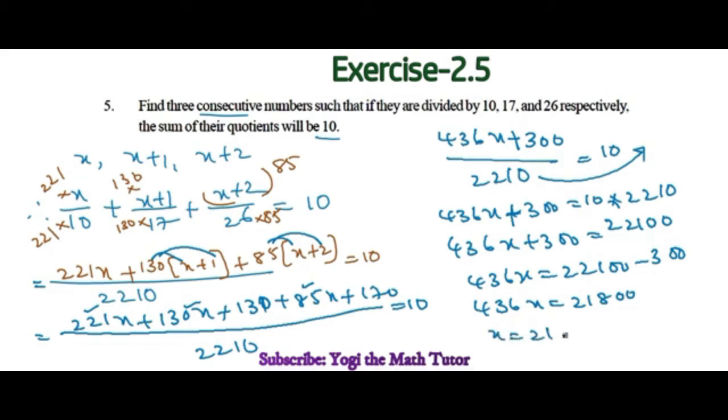Then x is equal to 21,800 by 436. Then you will get 50 as the answer. So x we got as 50. Therefore x we are getting as 50.